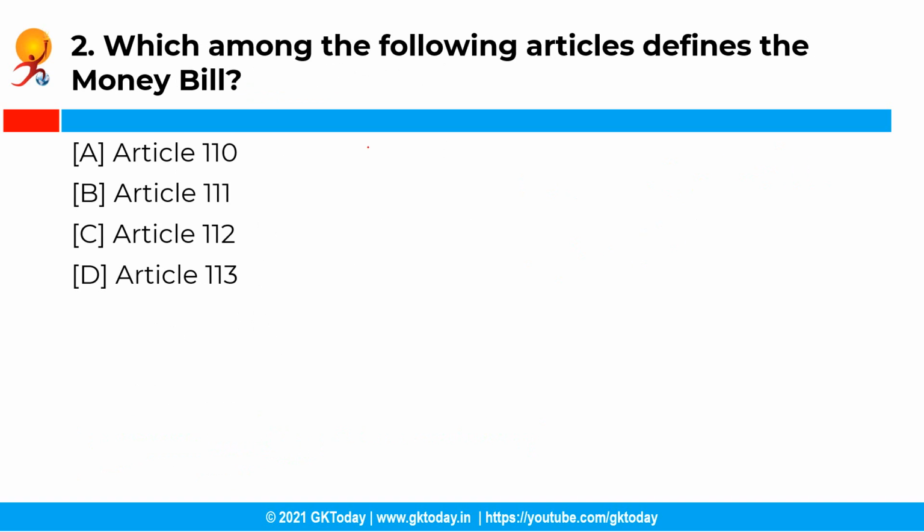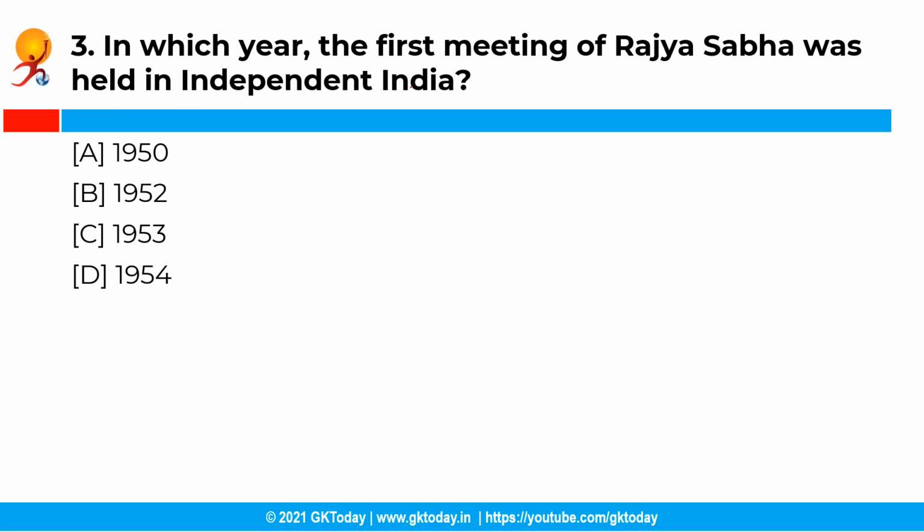Now the next question is, which among the following articles defines the money bill? You have the following options, different articles, and the correct answer is option A, that is Article 110. So only those financial bills which contain provisions exclusively on matters listed in Article 110 of the Constitution are called money bills.